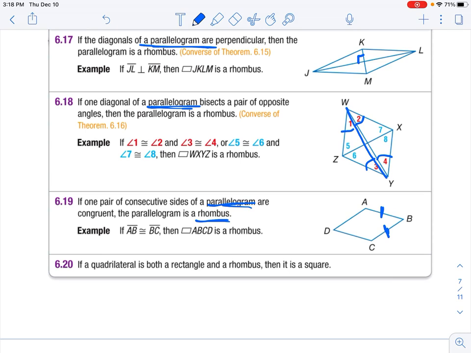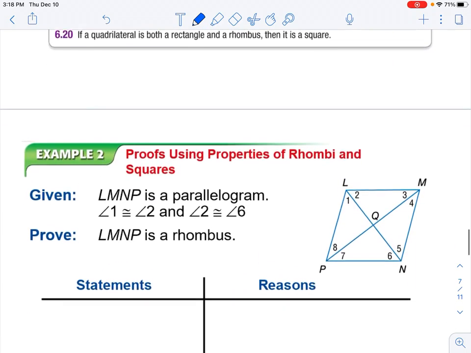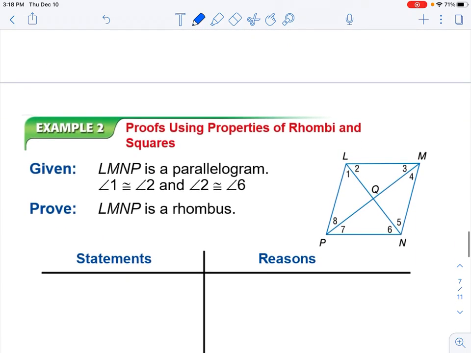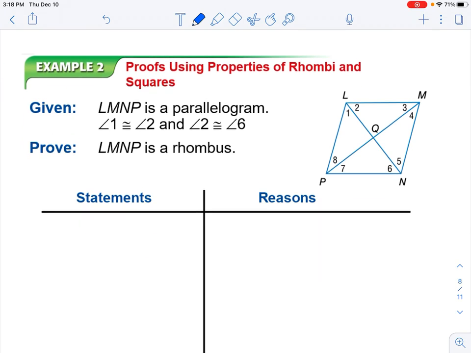So, lastly, this one's about squares. If a quadrilateral is both a rectangle and a rhombus, then it is a square. So we're going to do a quick proof here. There's not one on your homework. We are going to prove that LMNP is a rhombus given that LMNP is a parallelogram.